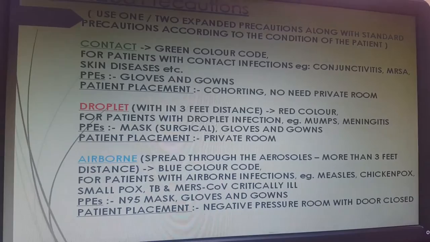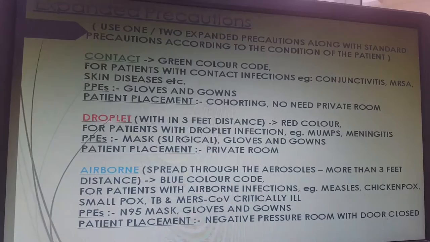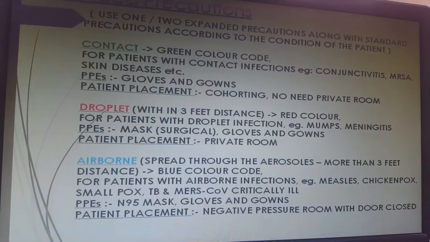Contact, it is green color, okay? Diseases can be transmitted by contact like scabies, gastrointestinal or MRSA or skin diseases. This one is transmitted by contact. If cohorting, no need for private room. Cohorting means if the same diagnosis in two patients, but if one patient alone has an infectious contact disease, he has to be in a private room.